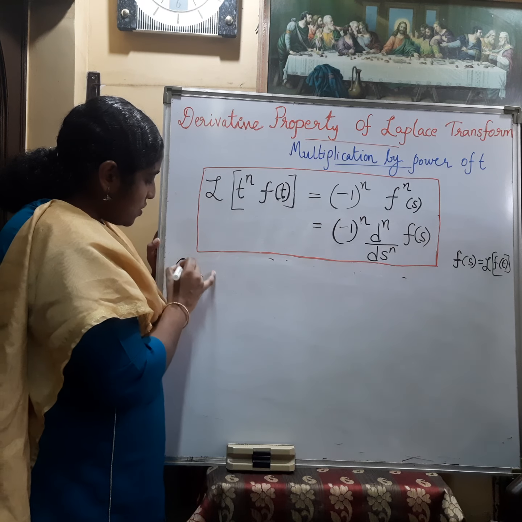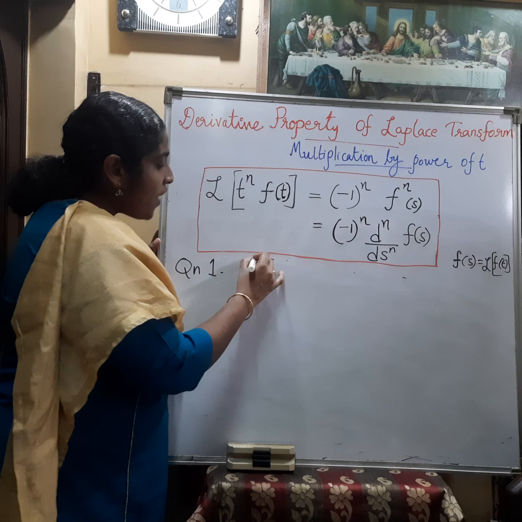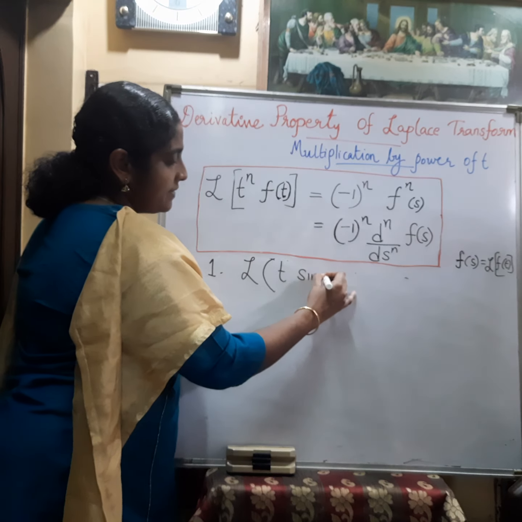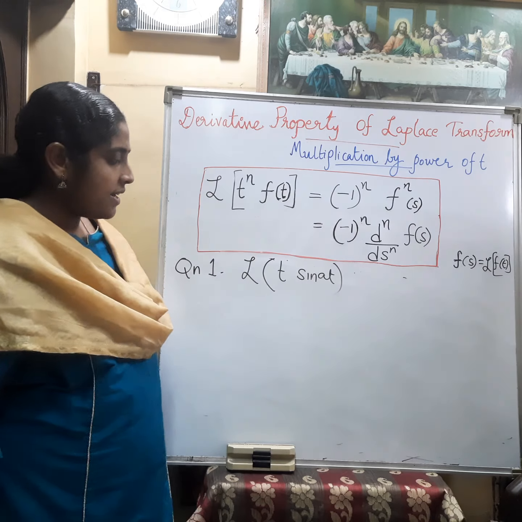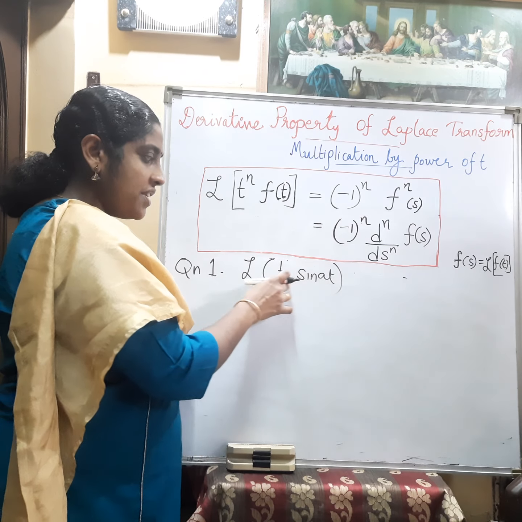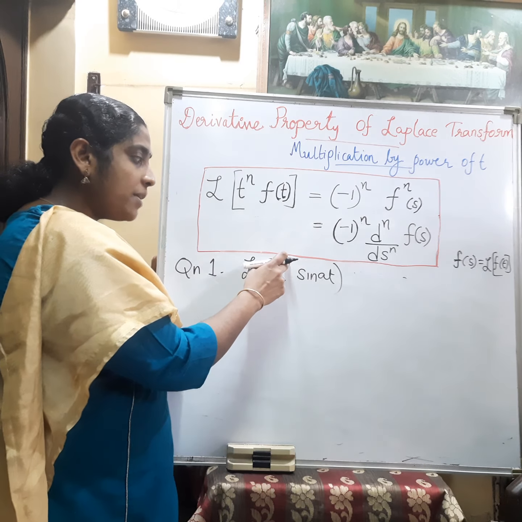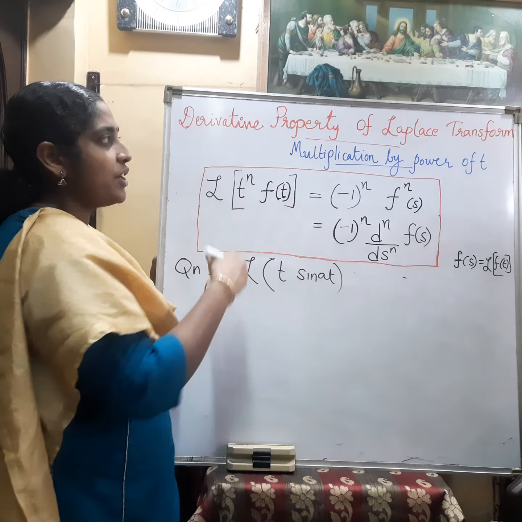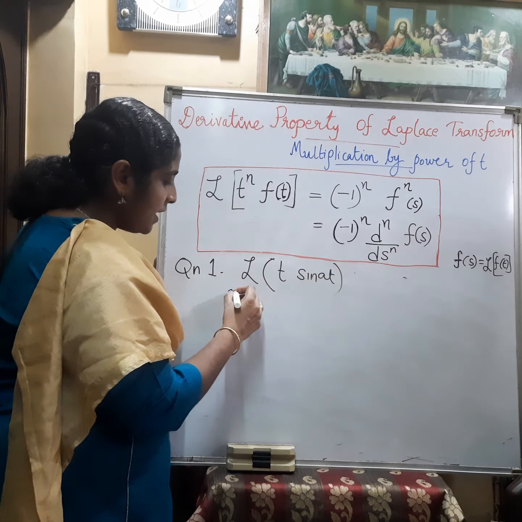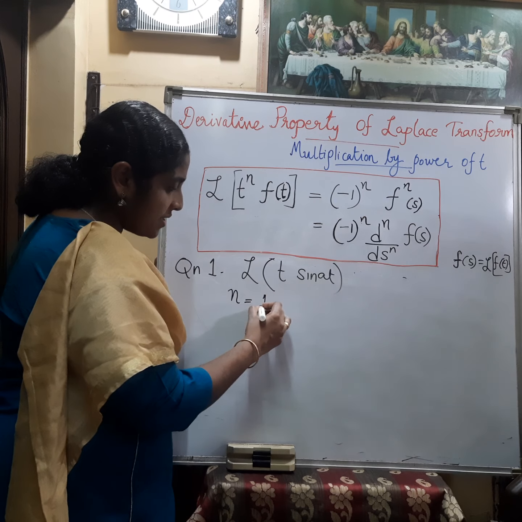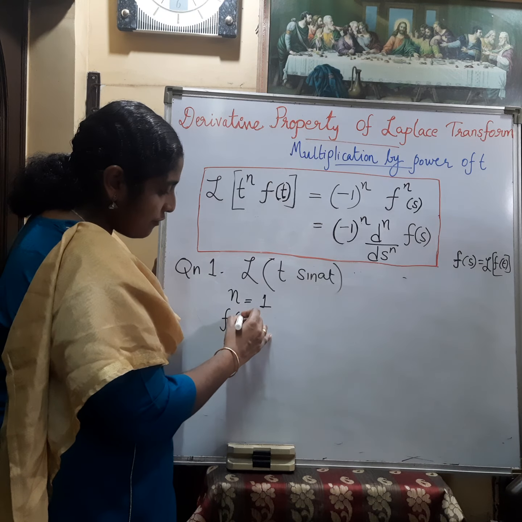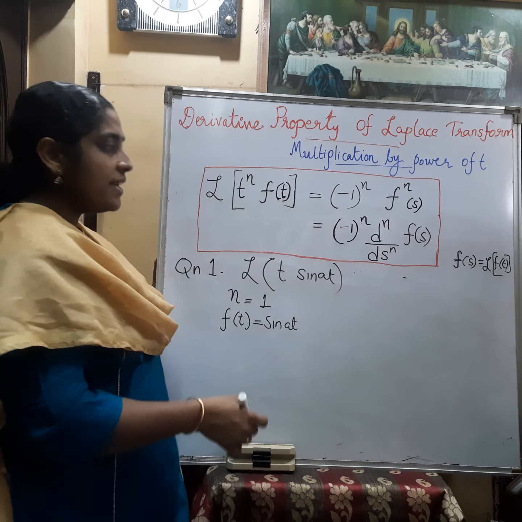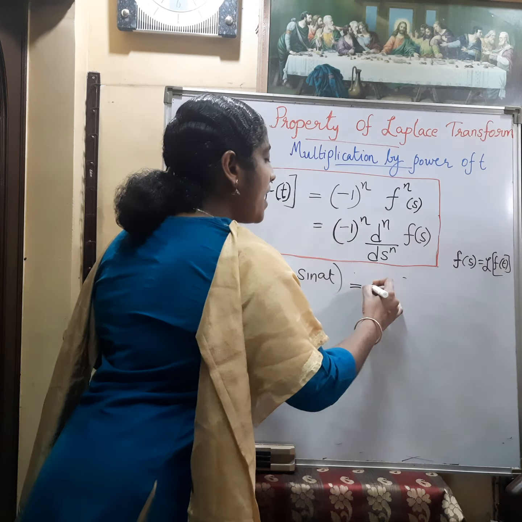Question 1: find the Laplace transform of t sin at. Here the sin at function is multiplied by t, with what power? t raised to 1. So, using this derivative property of Laplace transform, n is equal to 1. And what is f(t)? f(t) is equal to sin at. So we can use this formula. Then what will be the answer?